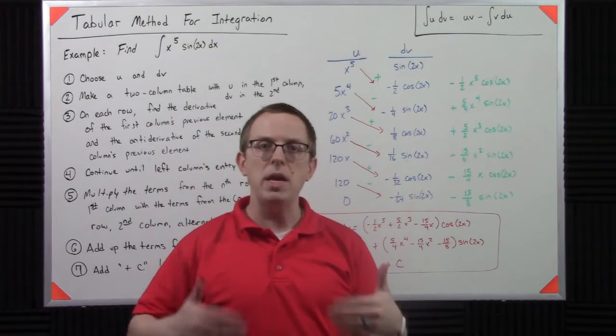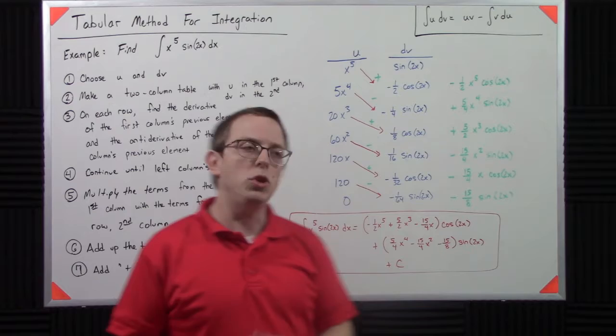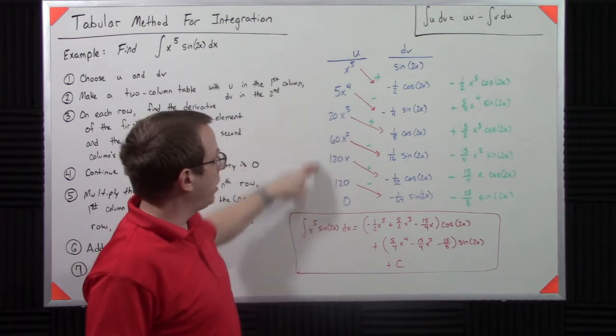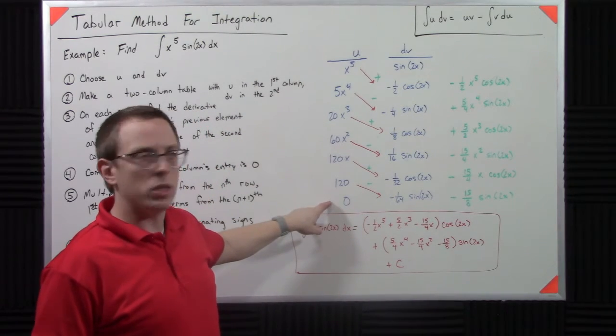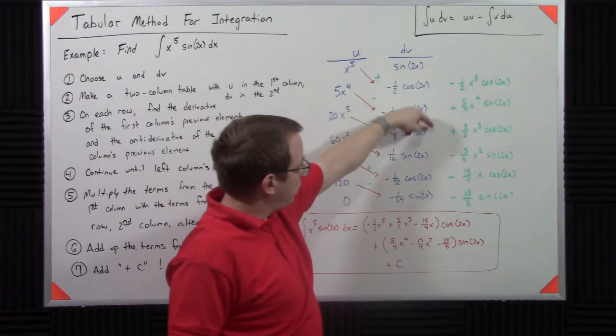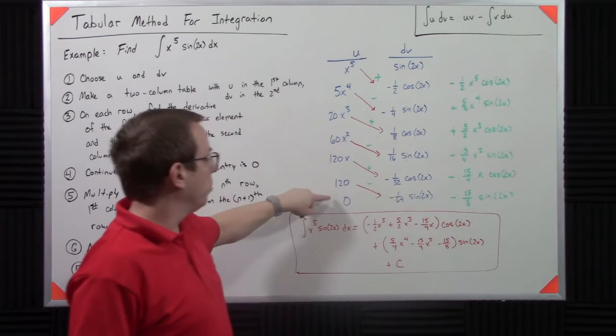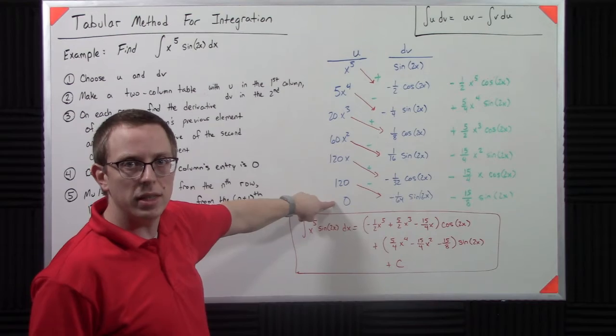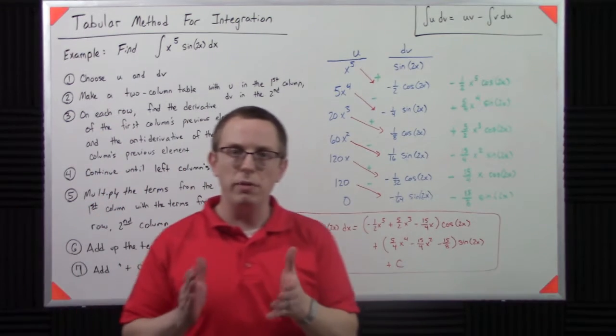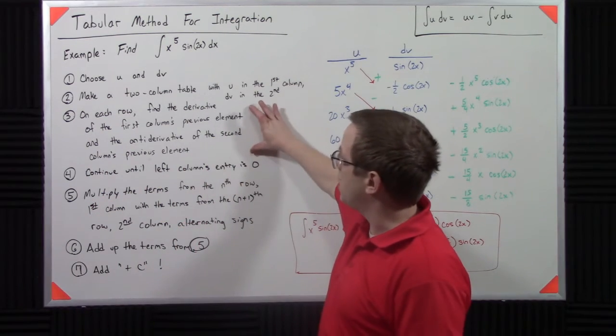And you keep repeating this process until you get a 0 here. So if you go all the way down and you get a 0, you know to stop. So the key to stopping is in this column. Then once you have stopped, that gets us here.